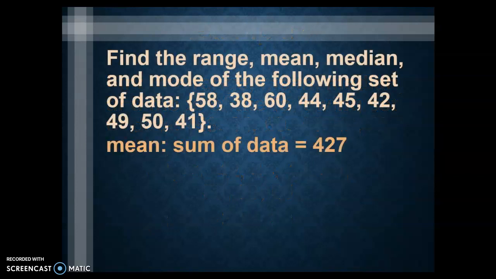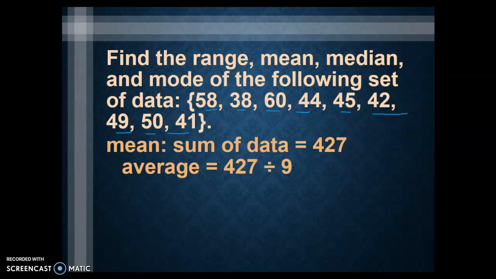Our mean is the sum of the data divided by the number of add-ins. So we've got our sum is 427, and I'm counting 1, 2, 3, 4, 5, 6, 7, 8, 9 pieces of data, 9 numbers there. So we're going to divide that by 9 and find that our average is approximately 47.4. We are rounding there, so we've got to use that approximate.